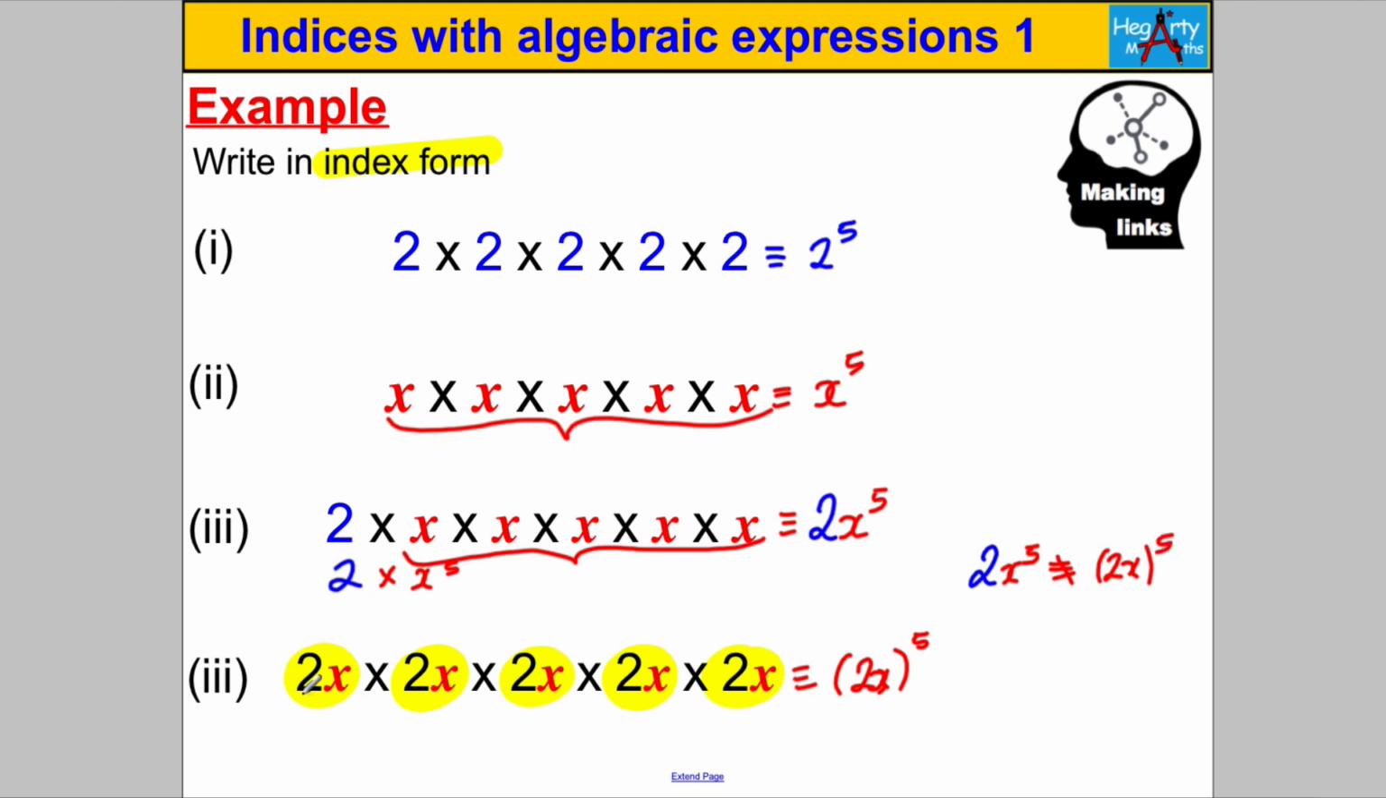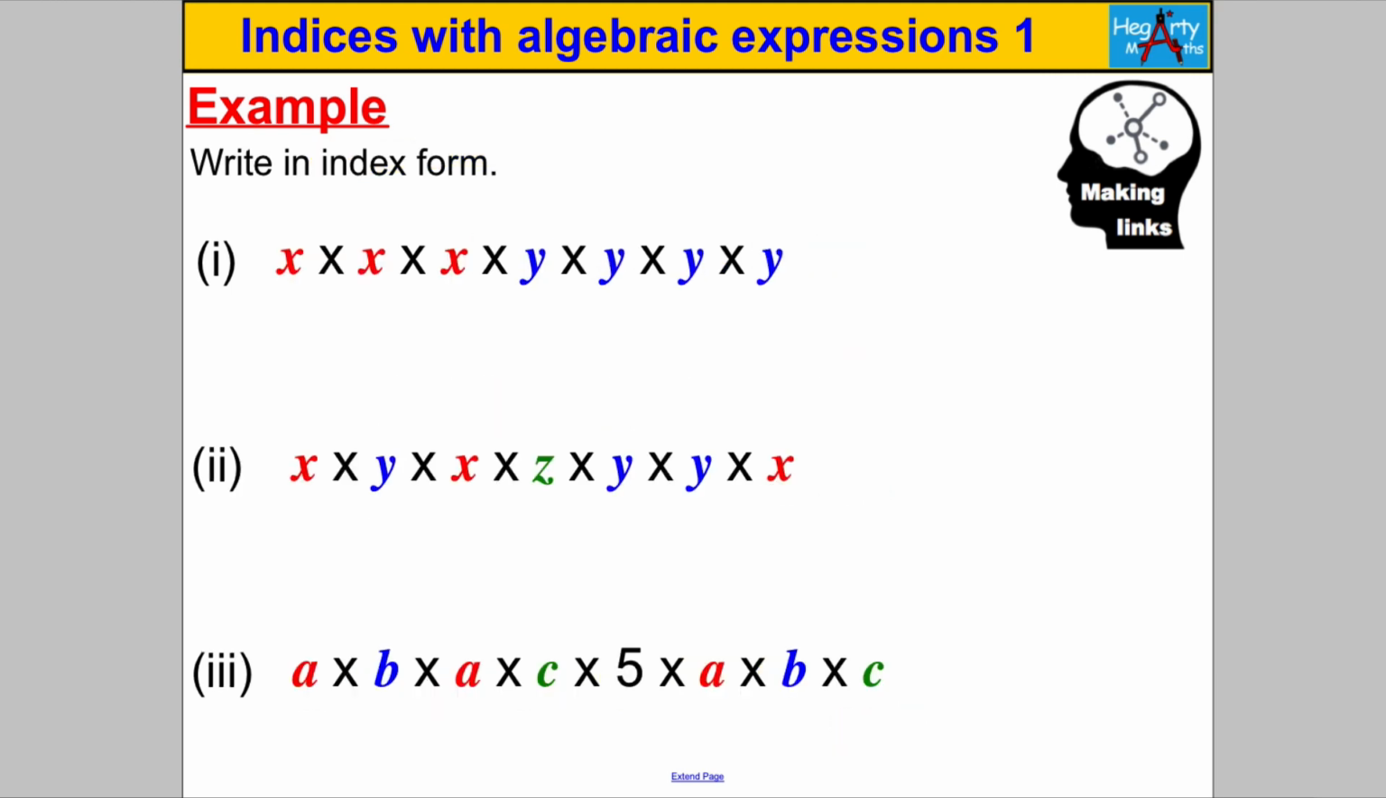If you look at it here, you've got 2 multiplied by itself 5 times, which will actually give you 32x to the power of 5. And that's so different from 2x to the power of 5. This means x to the power of 5 multiplied by 2. This means 2x multiplied by itself 5 times. And the two are really different. Although they look similar, the bracket tells you that they are very different. So make sure you look out for that and you understand the difference here.